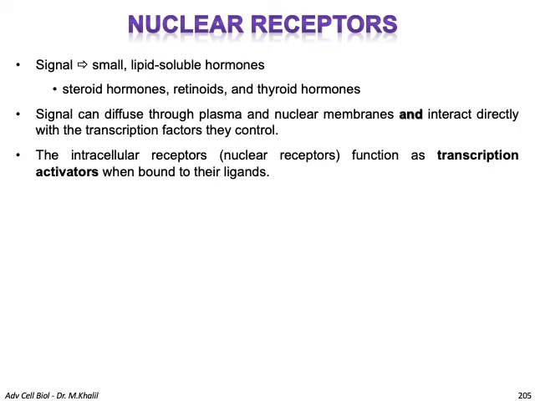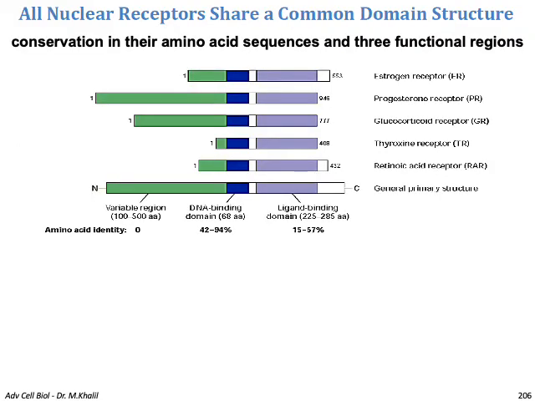The intracellular receptors, which are the nuclear receptors, function as transcription activators when bound to their ligand, which is the signal. Here you can see an example of 5 different nuclear receptors, and you can notice from the bottom figure, which represents the general primary structure, that at a minimum they need to have 3 different domains: green, blue, and violet or purple. These 3 different functional domains are shared by most of the nuclear receptors.